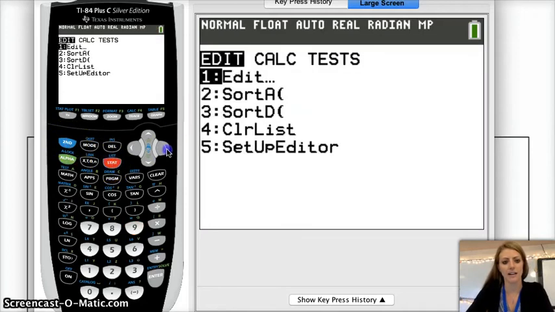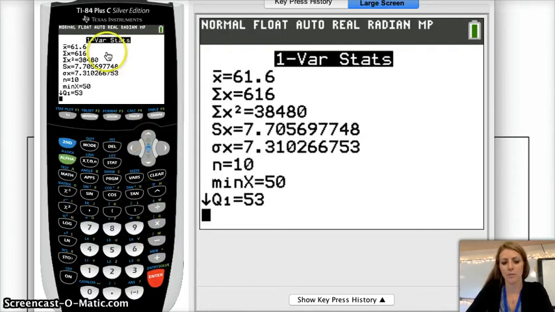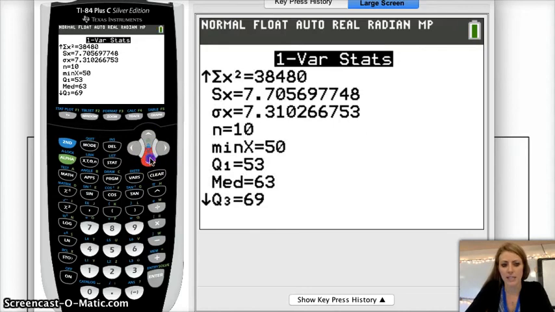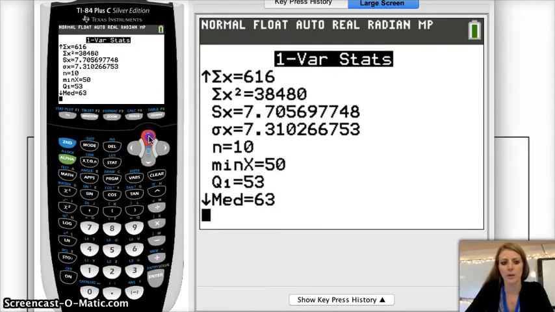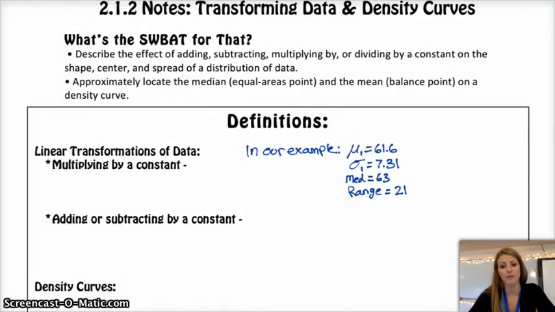So let's go to stat calc, 1 var stats, and I want to get that for list 1 first. If I get it for list 1, I'm calculating the numerical summary of the first list. So my mean is 61.6. My standard deviation is 7.3 approximately, or 7.7, depending on if it's a sample or a population. And my median is 63. Okay, so I'm going to go ahead and write those numbers down so we have them as a reference.